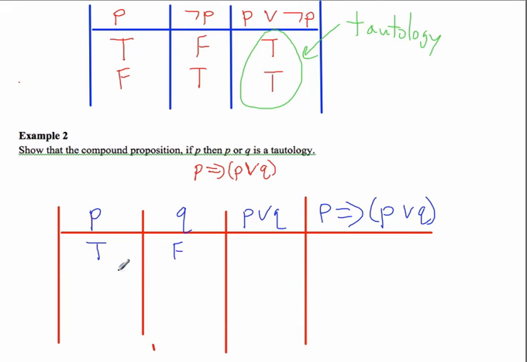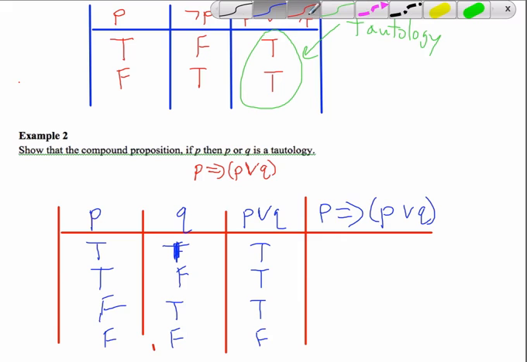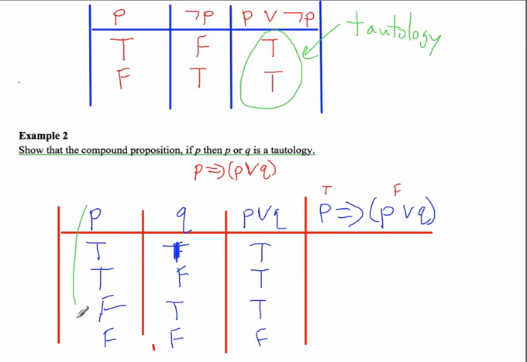True, false, true, false, false, true, false, false. So P or Q is only false if both of them are false, and the rest of them are true. And then here, remember, for an implication, it's only false if the first one's true and the second one is false. So remember now, we're looking at this column and this column.